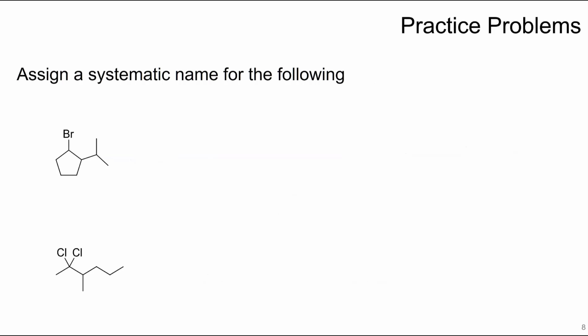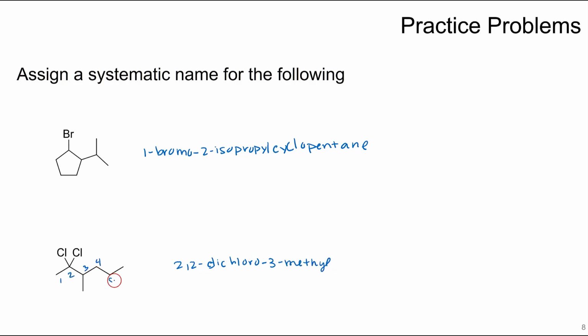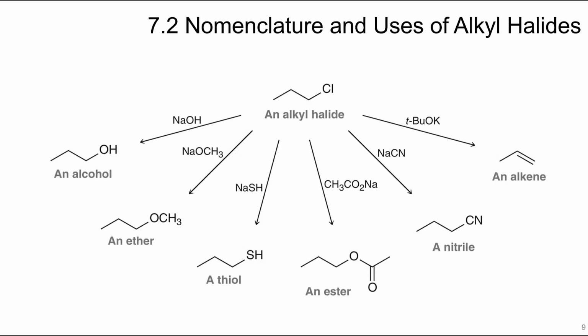Okay, so to name these ones, 1-bromo-2-isopropylcyclopentane, and this one is 2,2-dichloro-3-methylhexane. By the end of the semester, you'll be able to do several of these reactions, and by the end of the year, you should be able to do all of them.